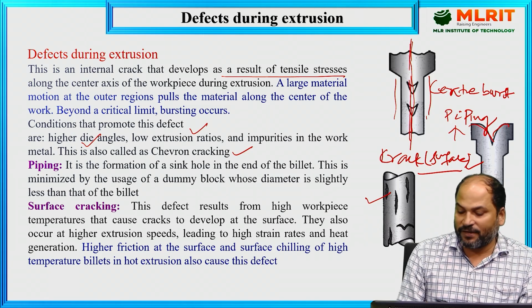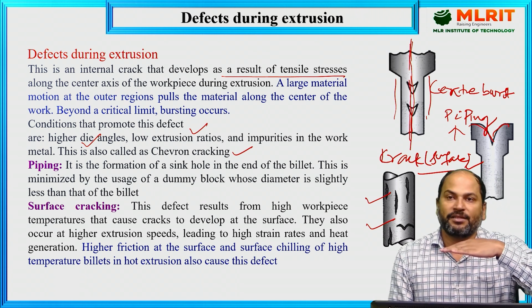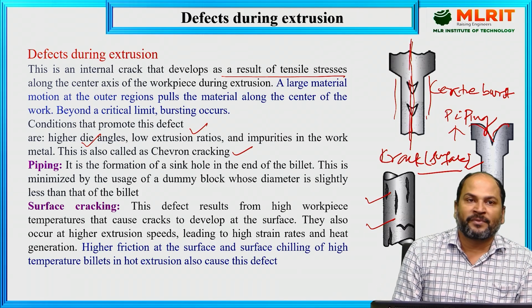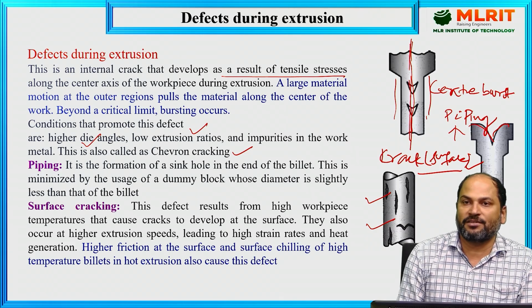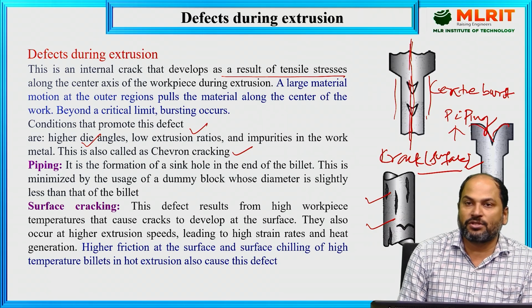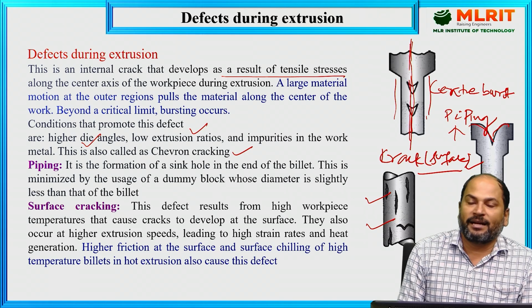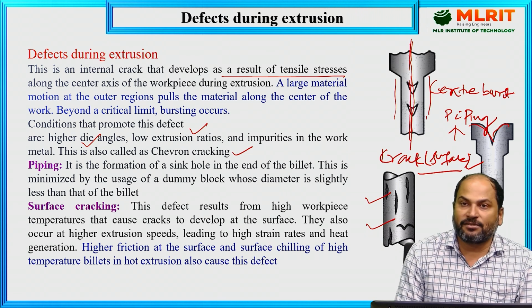And the last defect is the surface crack, which will be generally at the surface. The crack will be there on the surface of the extruded product. This defect actually occurs because of the high temperature that causes cracks to develop at the surface. If the material temperature is very high, suppose we are doing hot extrusion and the temperature is very high, it will appear in the form of cracks on the surface. They also occur at high extrusion speeds, leading to a high strain rate and high heat generation. If the extrusion speed is very high, then also the possibility is very high that surface cracks will develop.